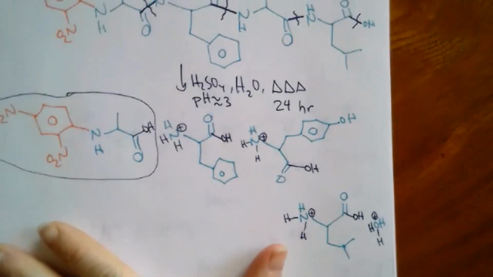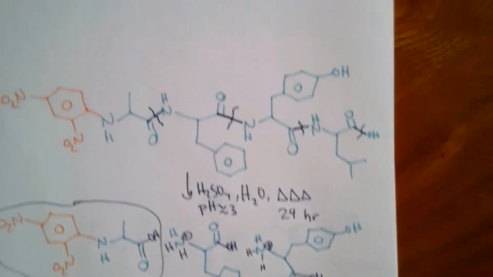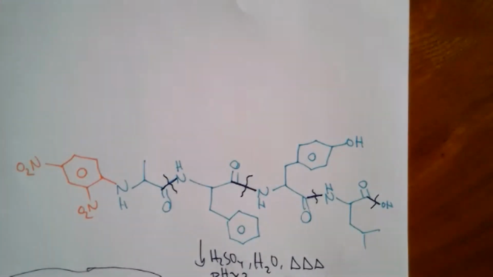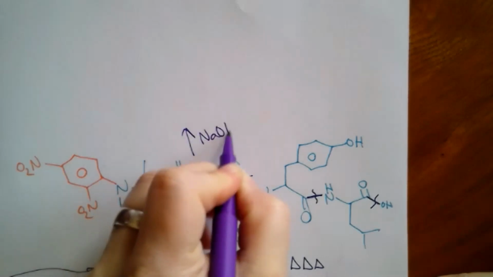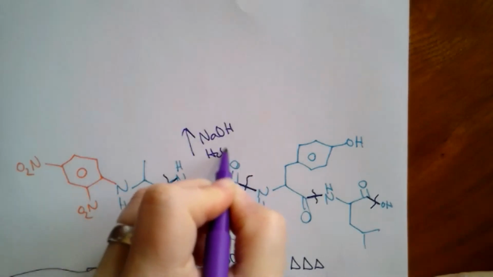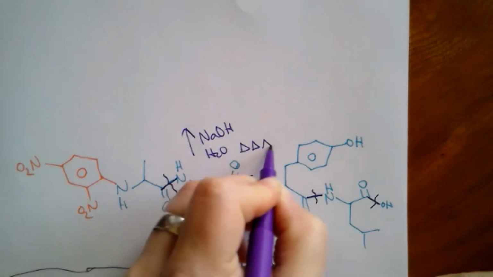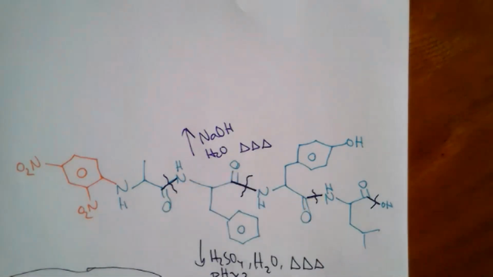What if I hadn't hydrolyzed it in acid? What if I hydrolyzed it in base? What does that change about what products I get? If I hydrolyze this guy with sodium hydroxide and water, and I'm probably going to heat it again, I'm going to hydrolyze every amide bond just like before. So I really am going to cut out this time so you don't have to watch me slowly draw.